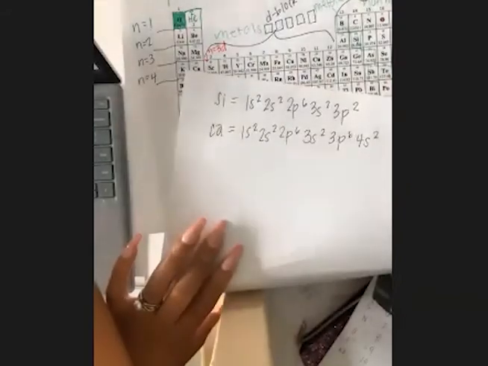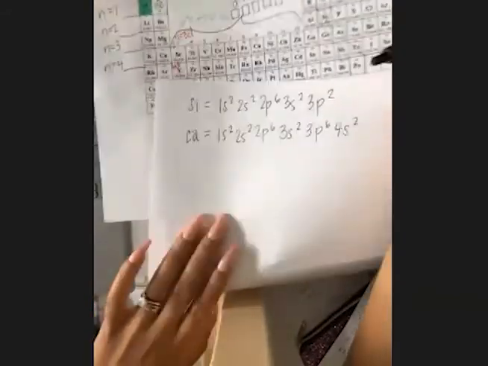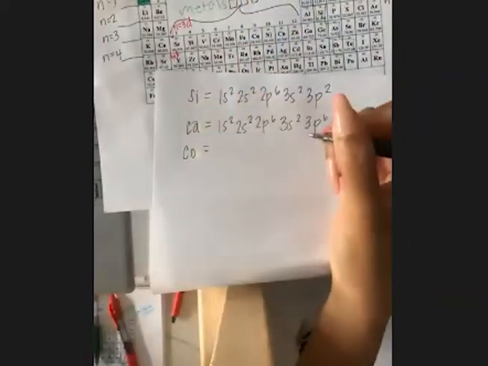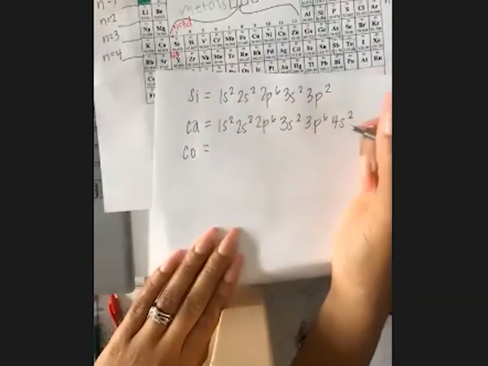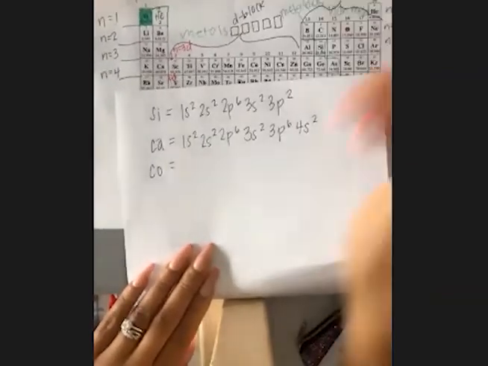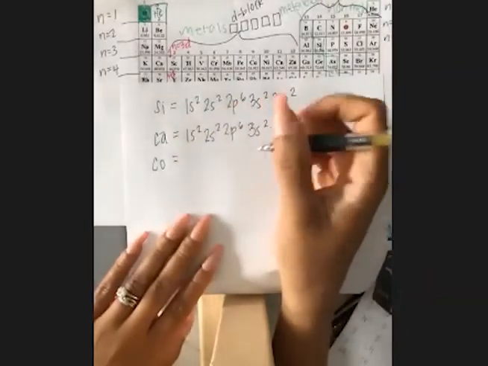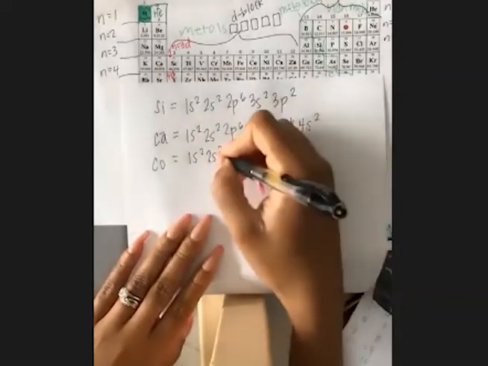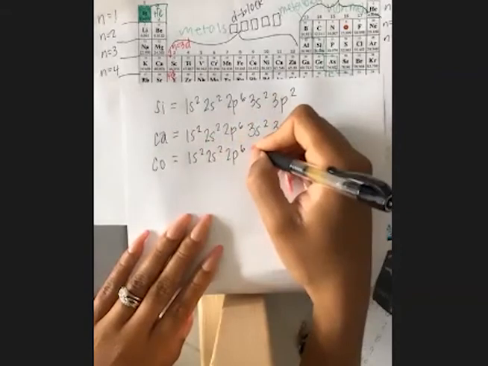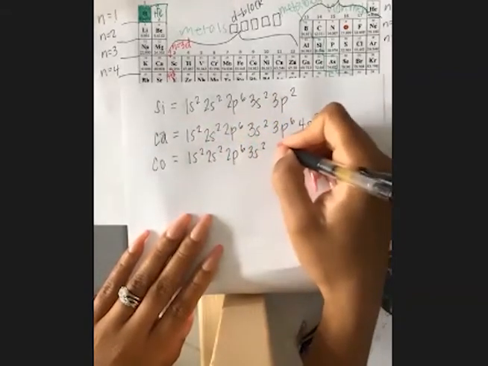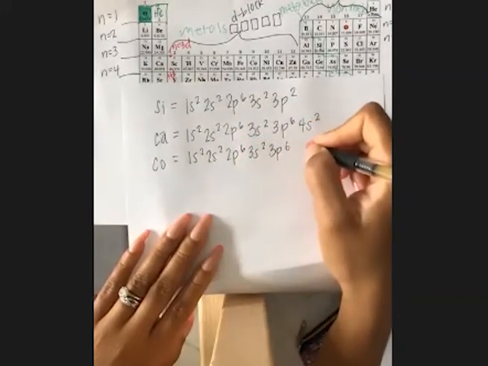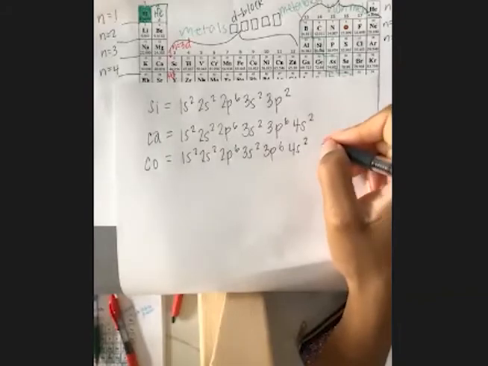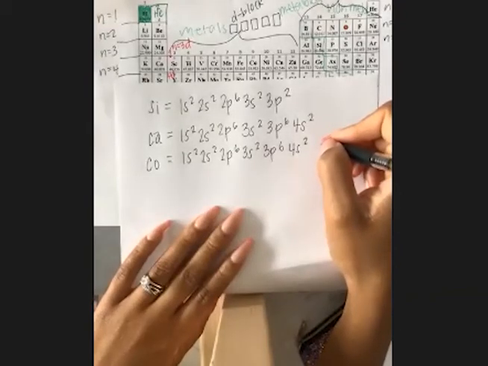So let's do one from the d orbitals. Let me just pick, for instance, cobalt. All right, so if we start from the beginning, let's just try to call it out really quickly. What do you guys think? 1s2, 2s2, 2p6, 3s2, 3p6, 4s2, and then it's 1, 2, 3, 4, 6.